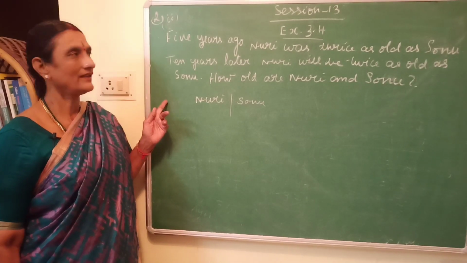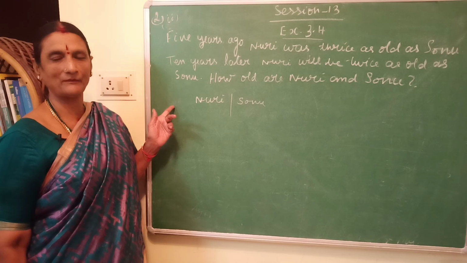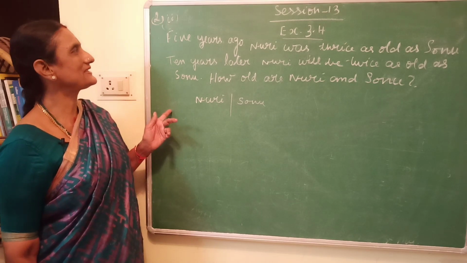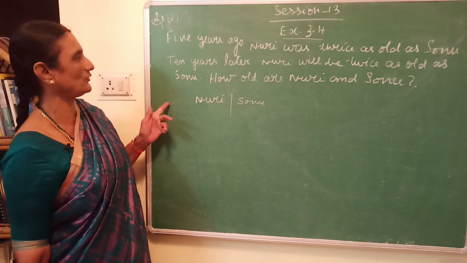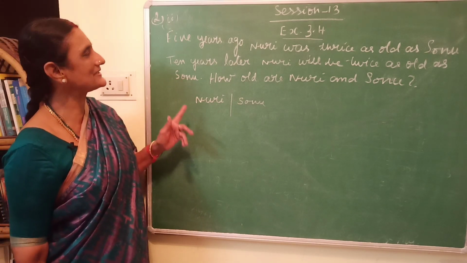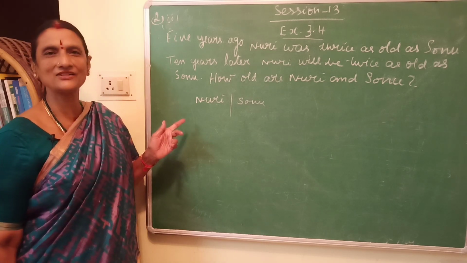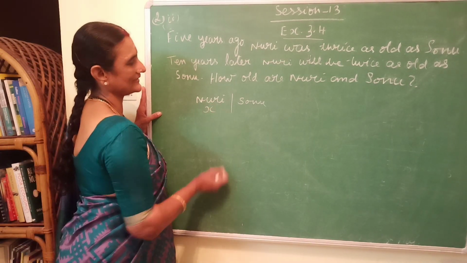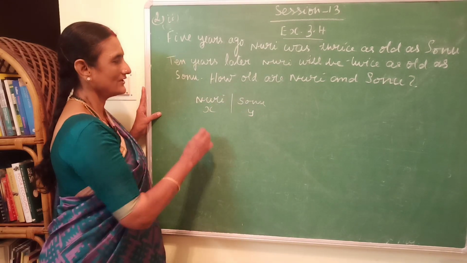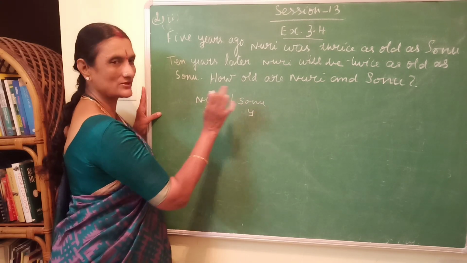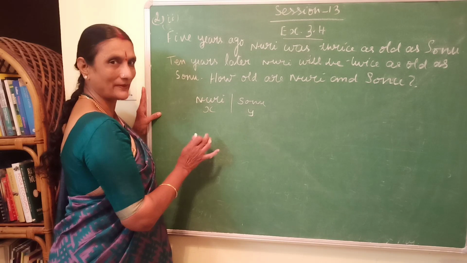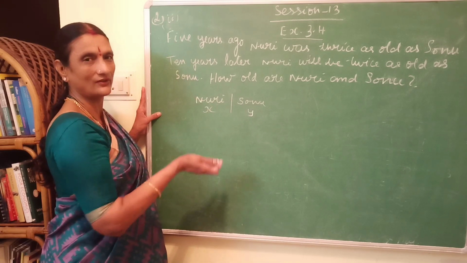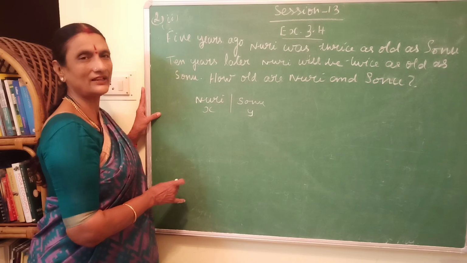Now the second subdivision. The second subdivision is an age sum. Remember what all I said in the last session about the solving of age sums. Now in this case, 5 years ago, Noori was thrice as old as Sonu. 10 years later, Noori will be twice as old as Sonu. How old are Noori and Sonu? That is the question. Now as usual, we can take Noori's age as x and Sonu's age as y. As you said in the previous session, always in the age sum, past, present, future, all the three categories you have to enter in a neat tabular column so that you will not have any doubt.